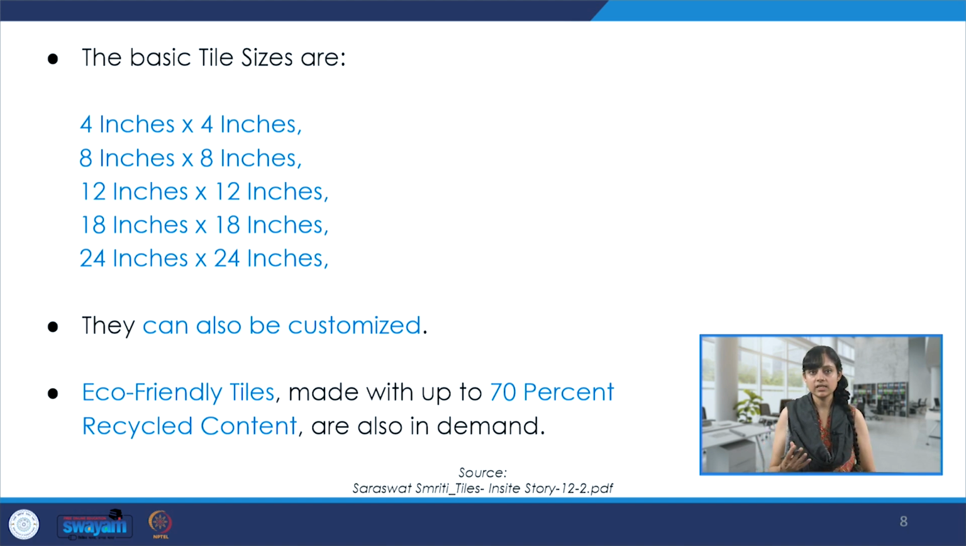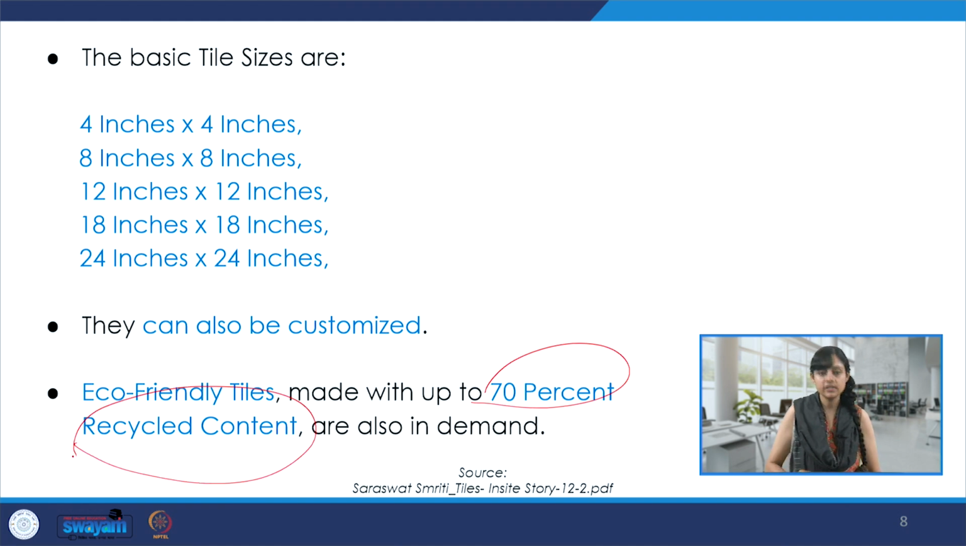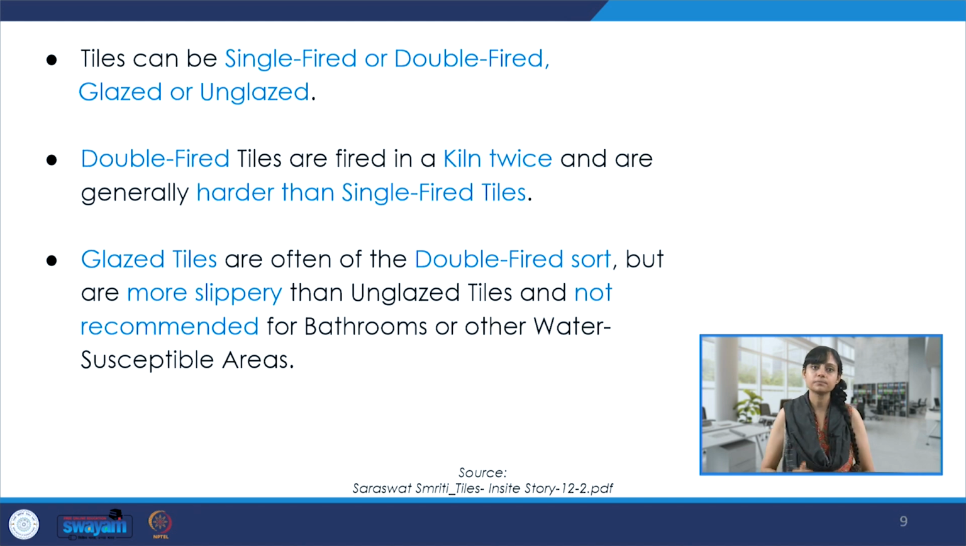So basic tile sizes which are sort of standard and that could be found within the standard industry practices are 4 inches by 4 inches, 8 inches by 8 inches, they could be 12 inches by 12 inches, 18 by 18 or 24 by 24, and like I said they could be customized. Eco-friendly tiles which are made up of 70% recycled content are highly in demand. So we could also talk about recyclability, circularity, and then custom design tiles based on that.